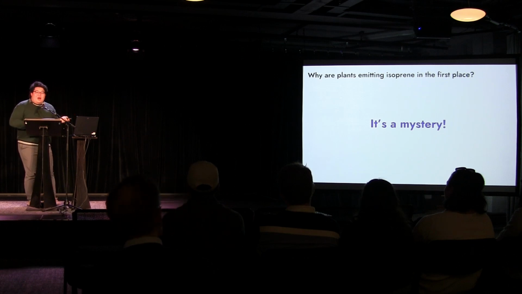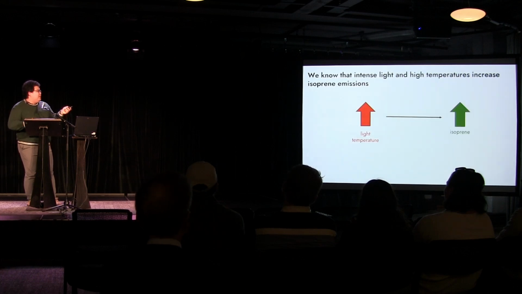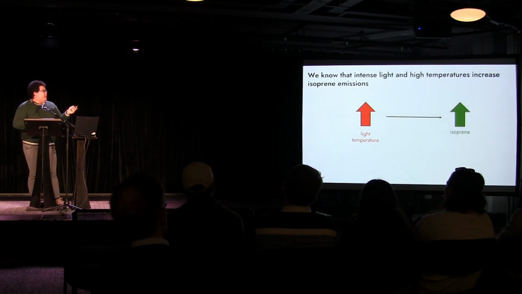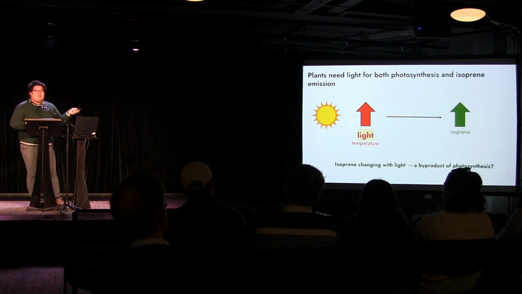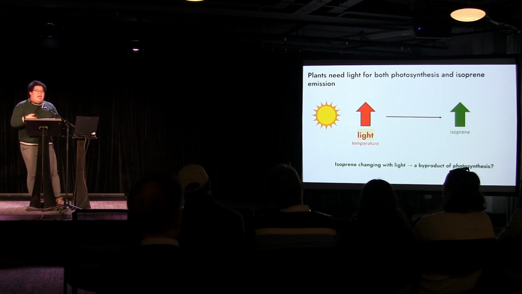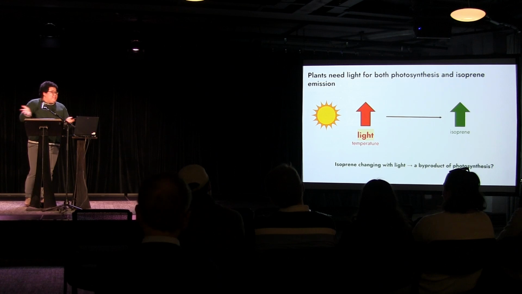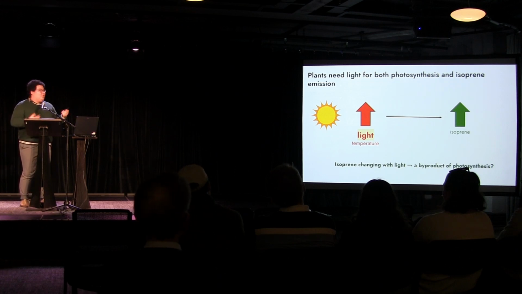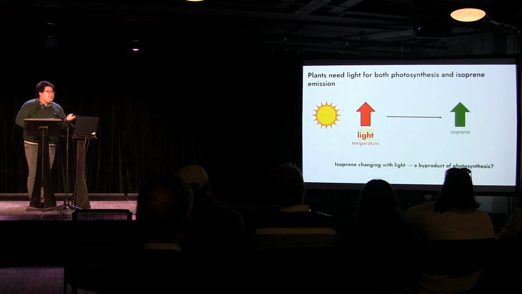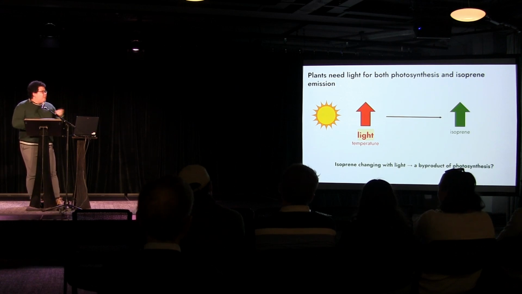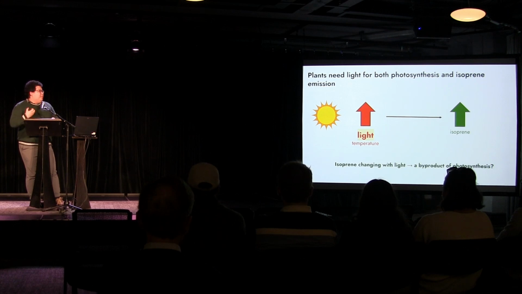But we do have some observations that can give us insight into what is actually happening. The first is that we know that intense light can actually increase isoprene emissions. So we have the sun here to exemplify that light. And if you think about it, plants also need light for another completely different thing, right? Photosynthesis, to create the sugars. And so perhaps this relationship between light and isoprene is pointing at some connection between photosynthesis in the plant and isoprene emissions. That connection is not super well understood, but perhaps there is something there.